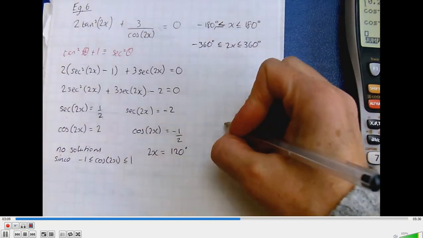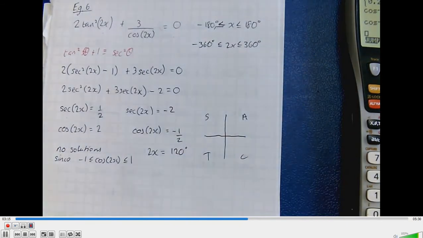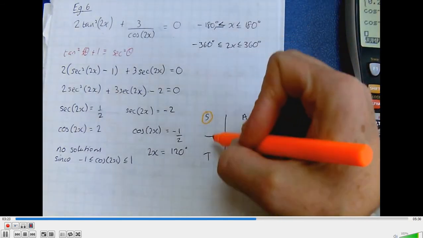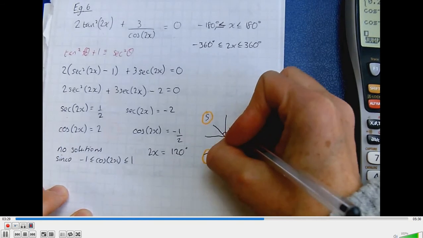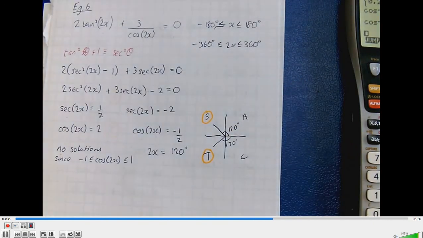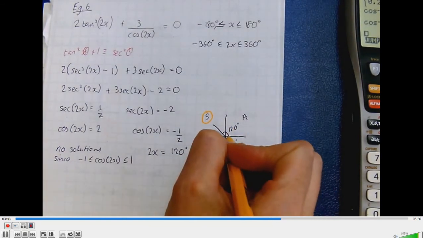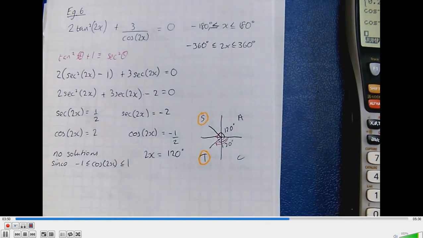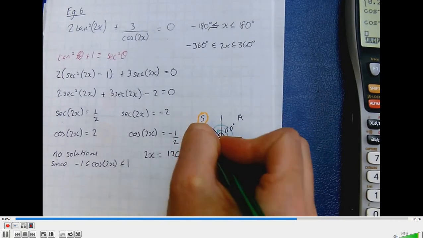To help me work that out, I'm going to do a CAST diagram. We know that cos is negative. Cos is positive in here and here, so we choose these two quadrants instead. We draw our angle in. We know this makes 120 degrees, and so it will be exactly the same on the other side. And then we're going to go around from negative 360 to 360. So clockwise is the negative direction. That means we're going to need this angle here and this angle there, and going the other way in the positive direction, anti-clockwise, we're going that way, and we need this one right round here.